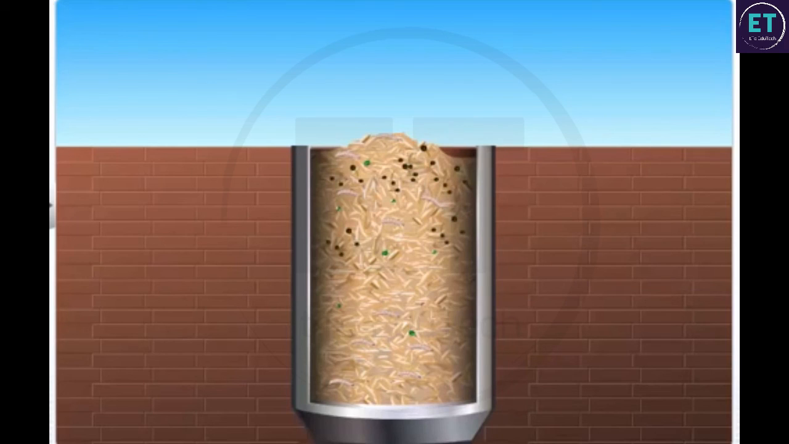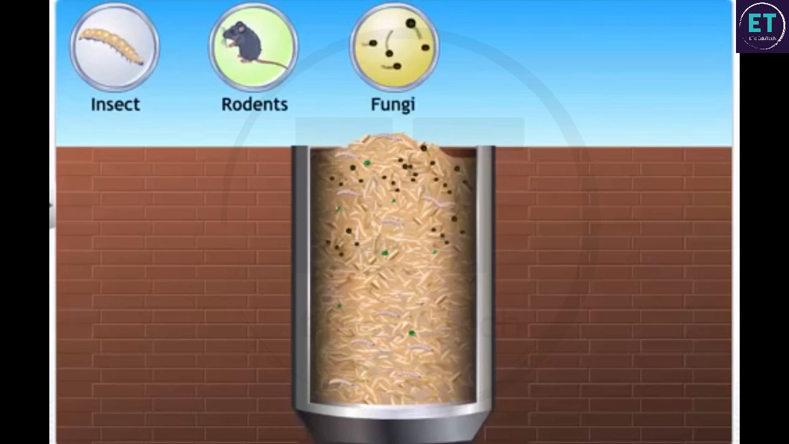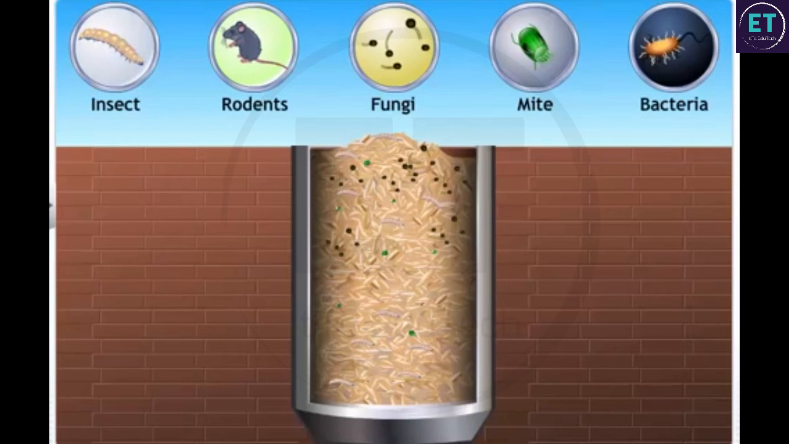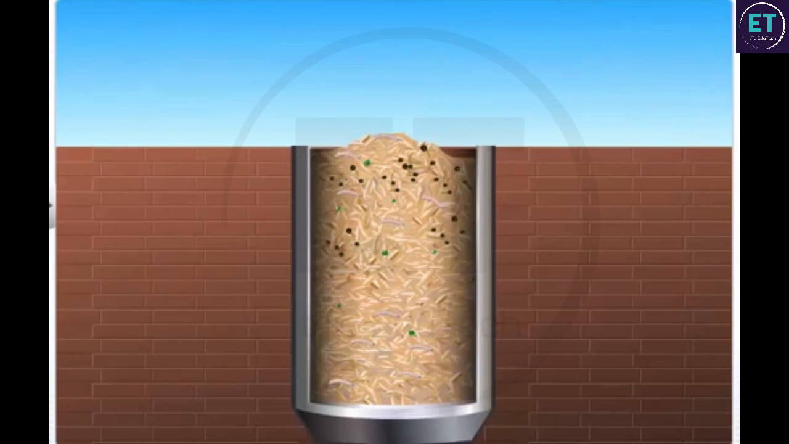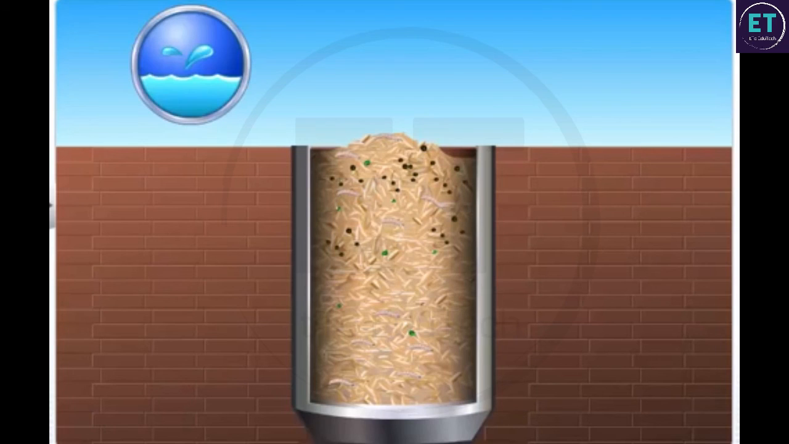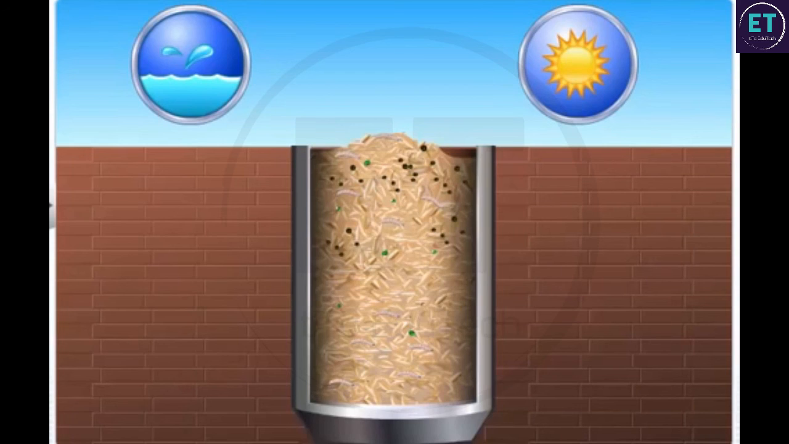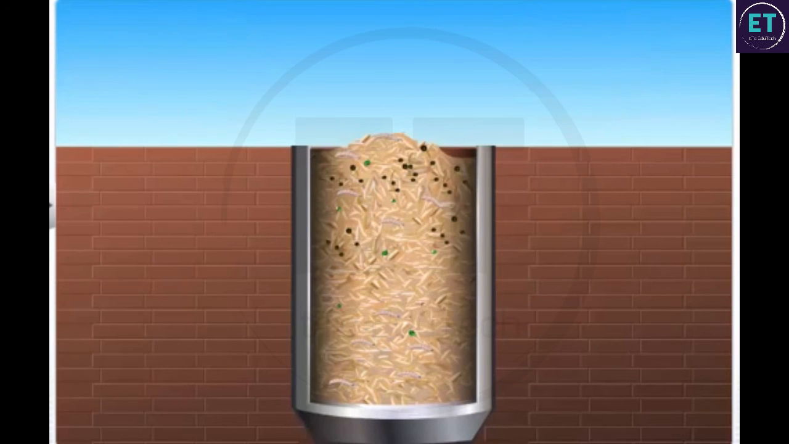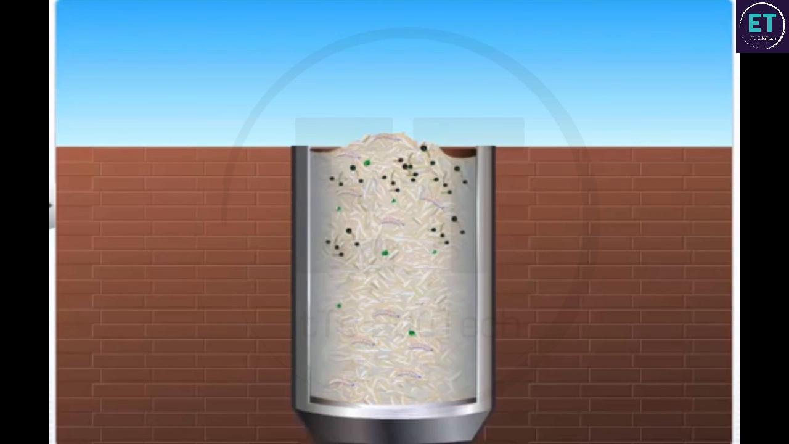Storage losses in crops are due to biotic factors like insects, rodents, fungi, mites, and bacteria. Abiotic factors like inappropriate moisture and temperatures in the storage place also damage crops. These factors lead to loss in weight and discoloration of the grains, which leads to poor marketability.